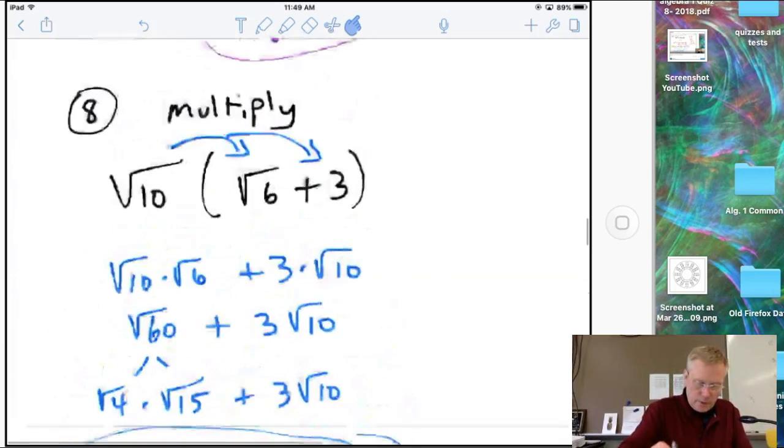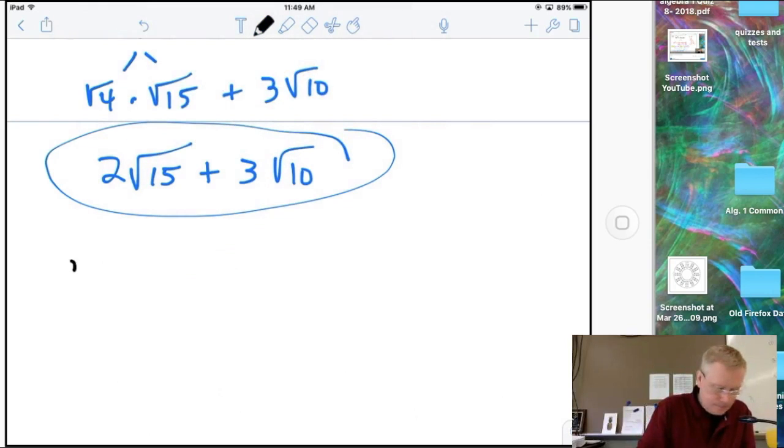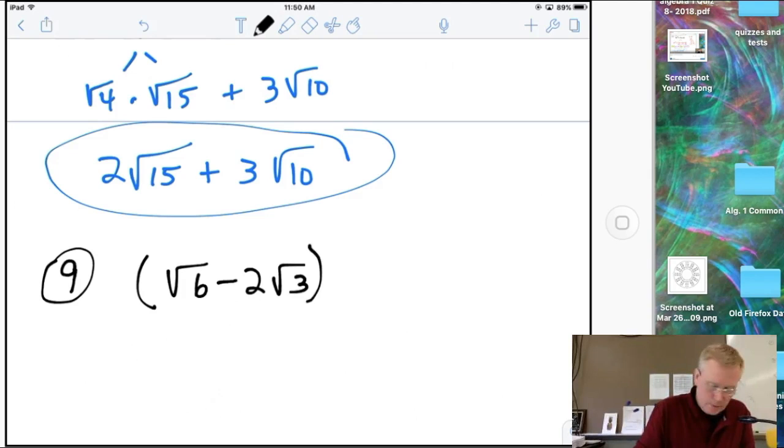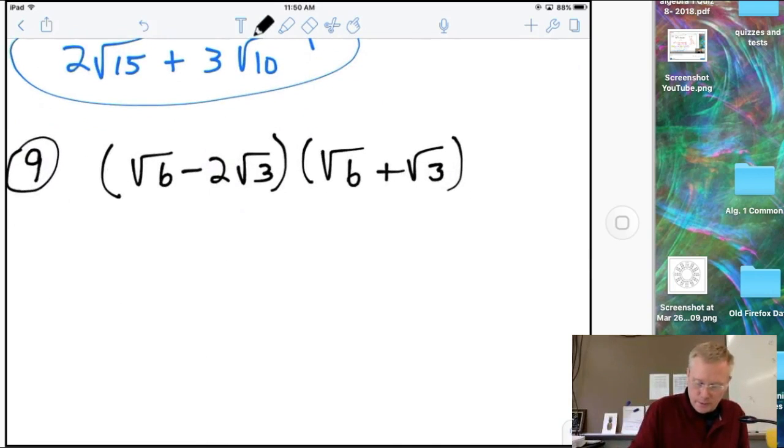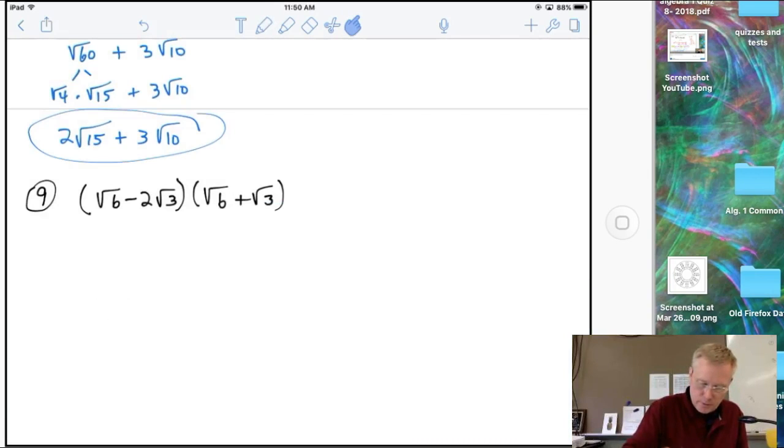All right, next one, number 9. Foil or box technique. Square root of 6 minus 2 square roots of 3 times the square root of 6 plus the square root of 3. Okay, so this one, a little meat on this one. I'm going to make my box. I'm going to do it with box. If you like foil, that's fine too.